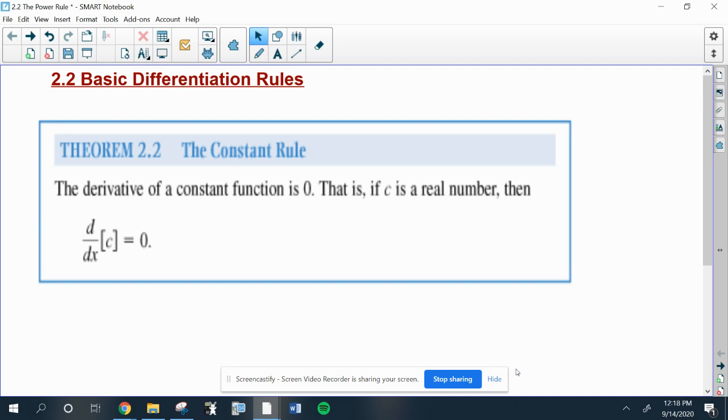Now we will look at some basic differentiation rules, in particular the power rule. This will really help us out. It will make differentiation a lot easier. So first of all, we're going to look at the constant rule. The constant rule just says the derivative of a constant is zero. And that makes a lot of sense if you think about it in terms of slope, which derivatives are.